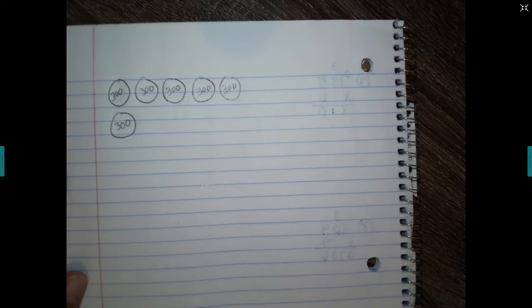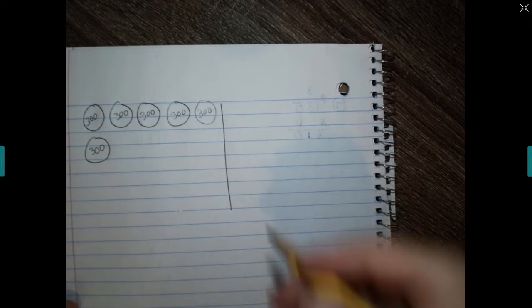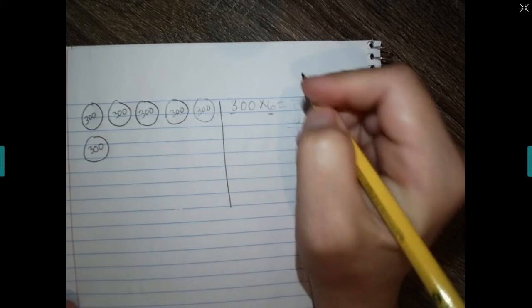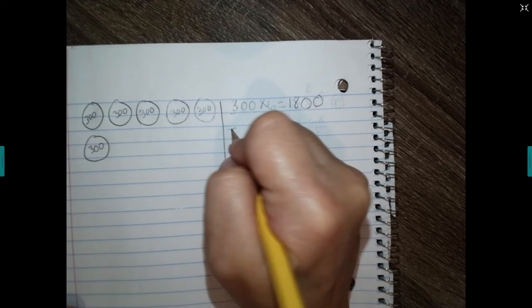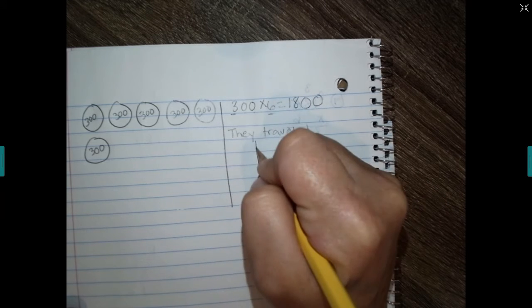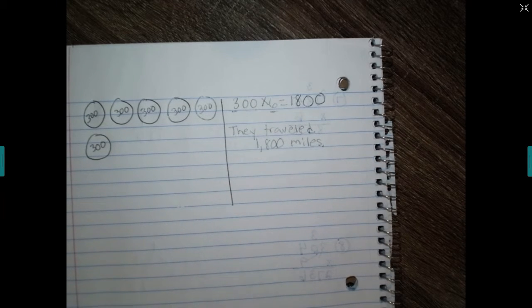So I'm trying to figure out the total. How many miles did they travel all together in those 6 days? So I'm going to take 300 times 6. This becomes a fairly easy problem when I just do 3 times 6 first, and I get 18, and then add my 2 zeros to the back. They traveled 1,800 miles, so that will be my answer. They traveled 1,800 miles.